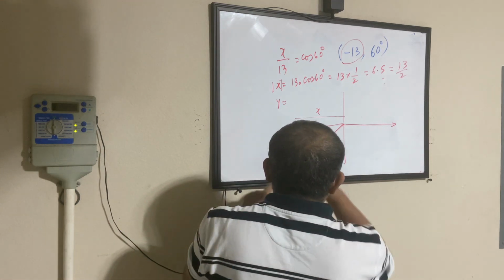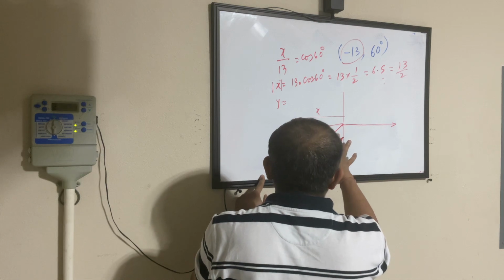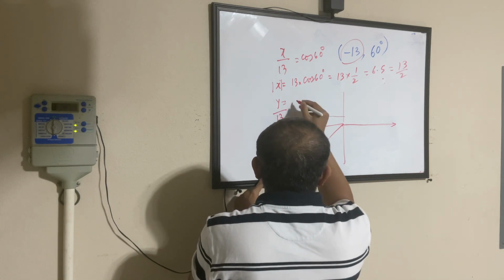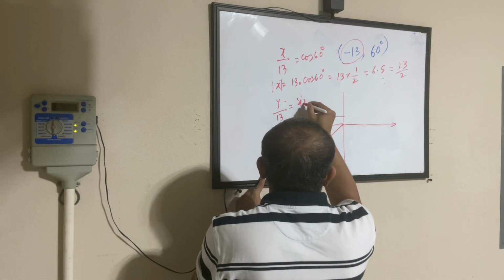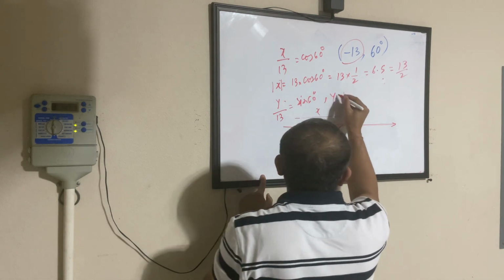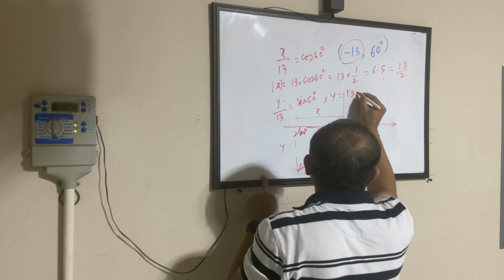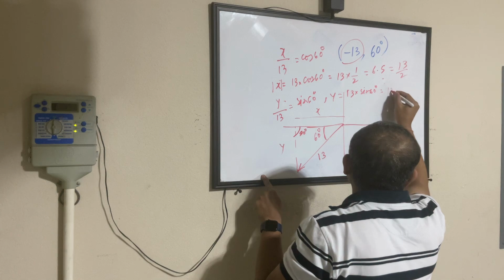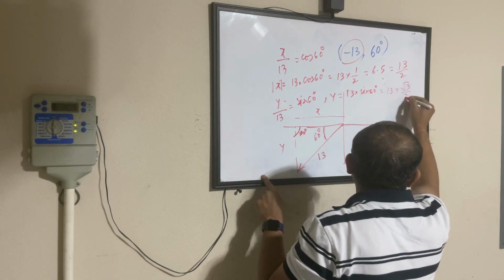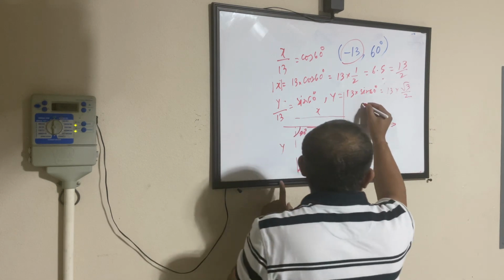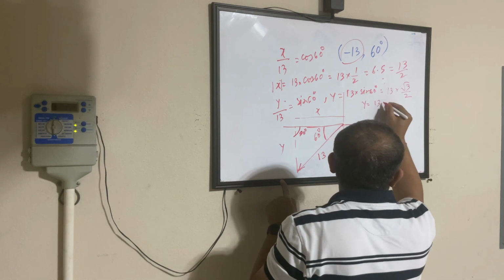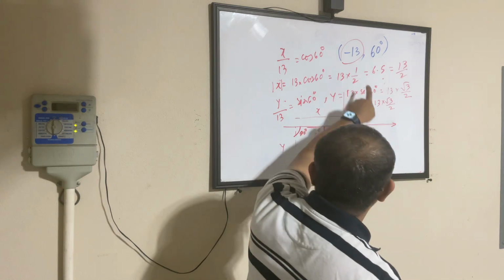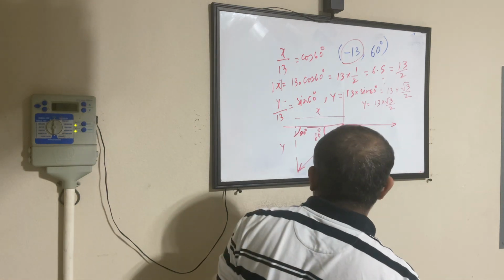Now what is the value of y? So y by this hypotenuse is my sine 60 degree. So y by 13 equals sine 60 degree, or y equals 13 into sine 60 degree, which is 13 into root 3 by 2. Okay, so the y value I got is 13 into root 3 by 2. The x value I got as 13 by 2, or 6.5.